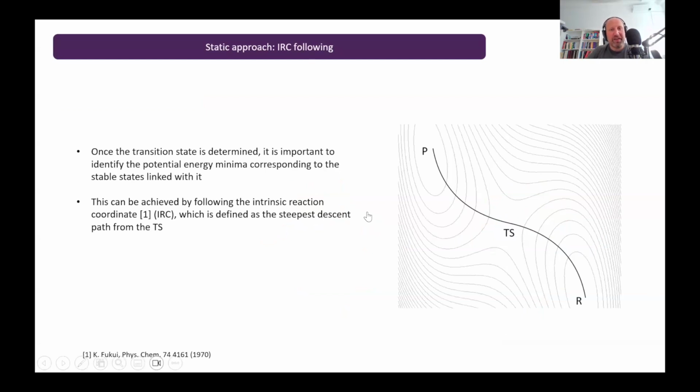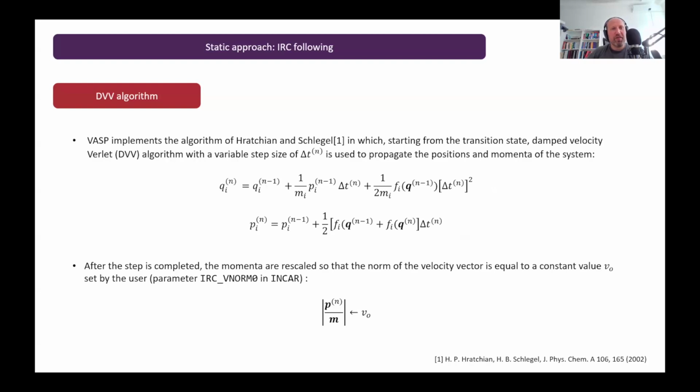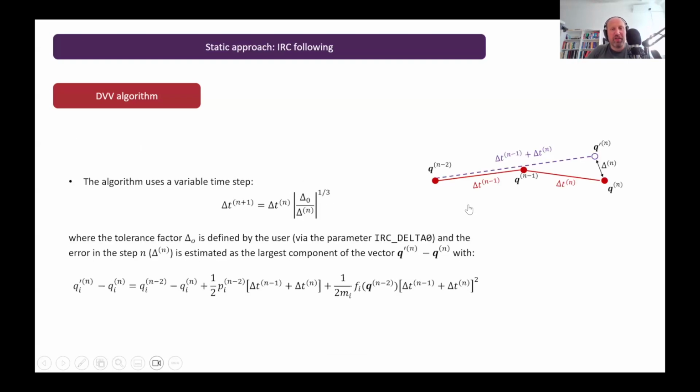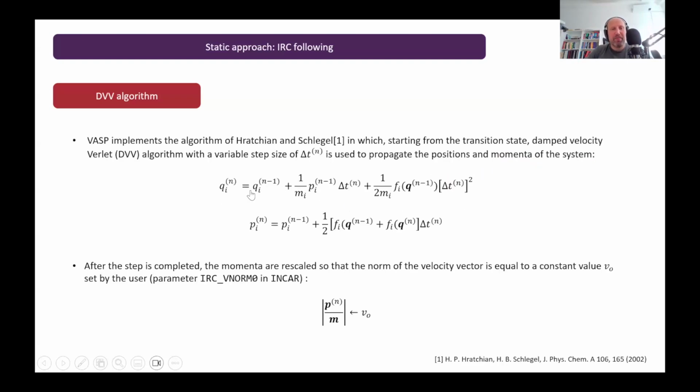Once the transition state is determined, it is important to identify potential energy minima corresponding to the stable states linked with it. This can be achieved by following the intrinsic reaction coordinate, or IRC, which is defined as the steepest descent path from the transition state, in mass-weighted Cartesian coordinates. For this purpose, VASP implements the algorithm of Hratchian and Schlegel, which I call DVV, or damped velocity Verlet algorithm. That's because it uses the velocity Verlet algorithm to propagate positions and momenta in time, which is normally also used in molecular dynamics. The modification is that in this algorithm we are using a variable time step, and it's a damped version of the algorithm.